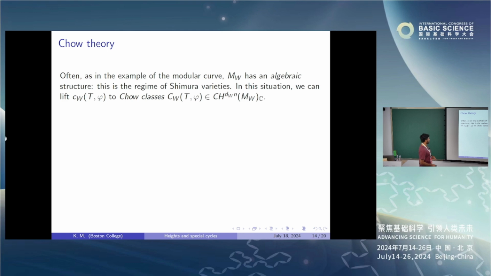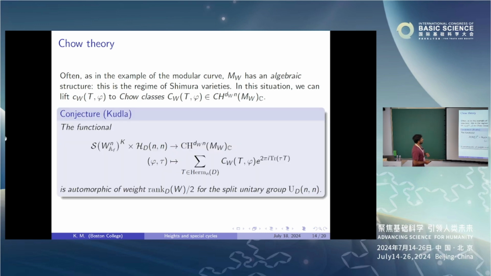Okay, so what's relevant here is that because these classes come from fundamental classes of these symmetric spaces, locally symmetric spaces, when MW has an algebraic structure, namely, which means that it's a Shimura variety, these special cycles are also algebraic. And so in fact, you can lift the cohomology classes to Chow classes. And so this conjecture is essentially due to Kudla, maybe not like in this generality of this D and whatnot, but it's basically due to Kudla.